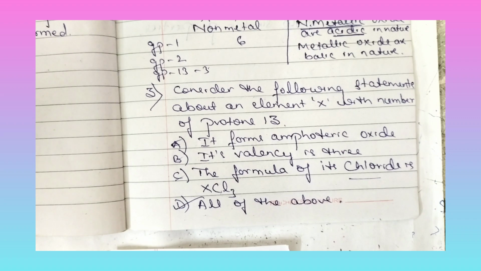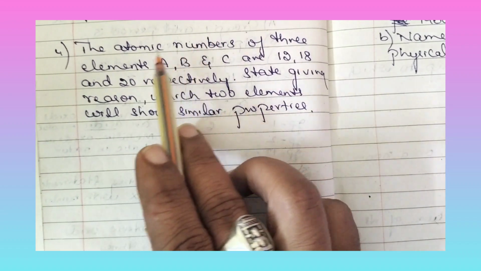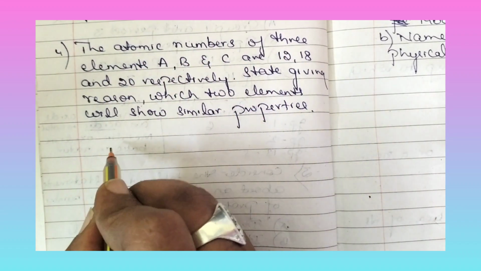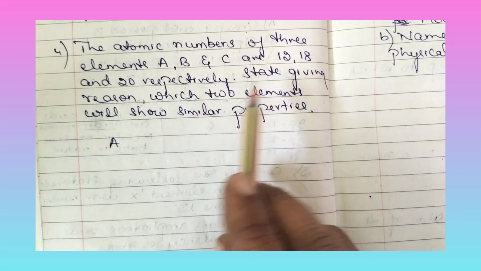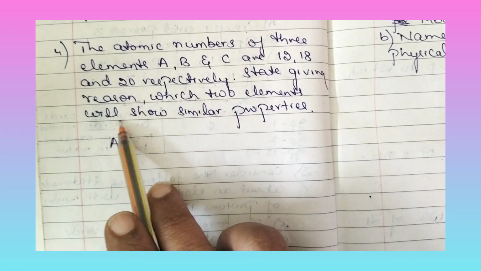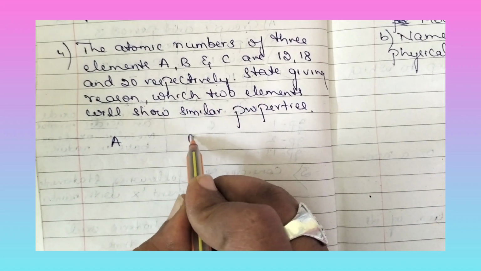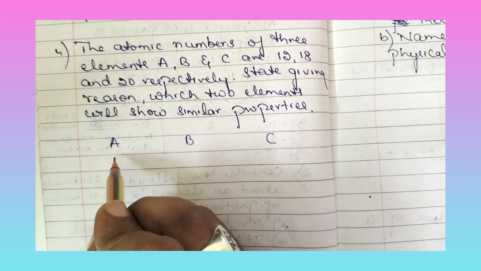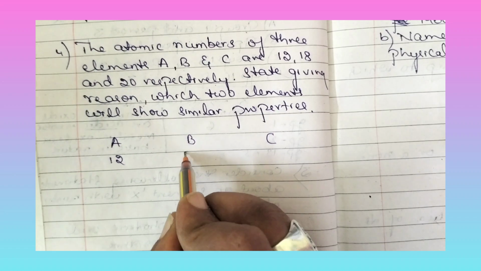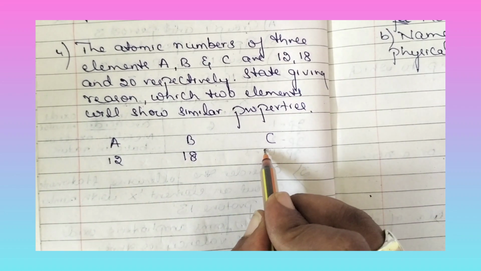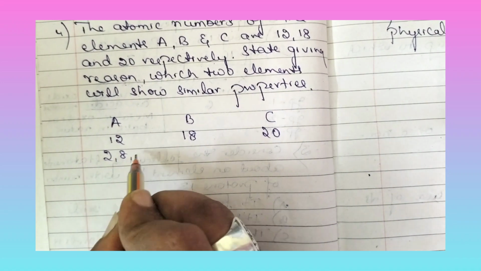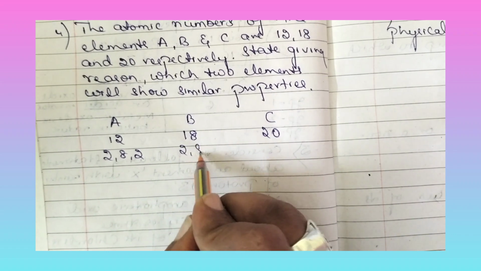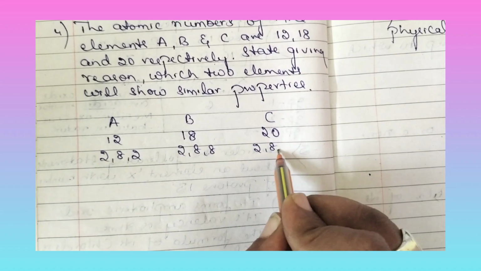Now let us move to question number 4. The atomic numbers of 3 elements A, B and C are 12, 18 and 20 respectively. State, giving reason, which 2 elements will show similar properties. So A, B, C, 3 elements are there. Atomic number of A is 12, atomic number of B is 18, atomic number of C is 20. So now let us write the configuration. 2, 8, 2; 2, 8, 8; and 2, 8, 8, 2.